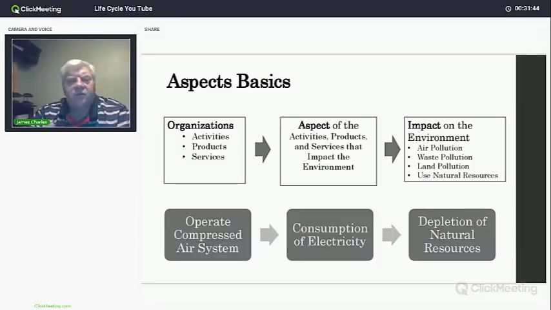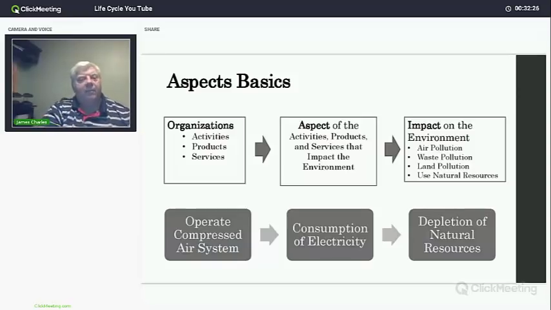So again, the basics here is we have an organization that conducts activities, produces products, or provides services. These activities have an aspect that impacts the environment, and then there's an impact to the environment. My example here is a compressed air system. One of the aspects of that activity, when we operate a compressed air system, is the fact that it consumes electricity. The consumption of electricity depletes natural resources. So it's that simple. We have an activity, we have an aspect, and then we have an impact.